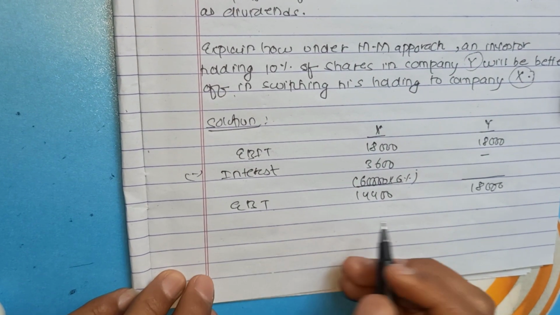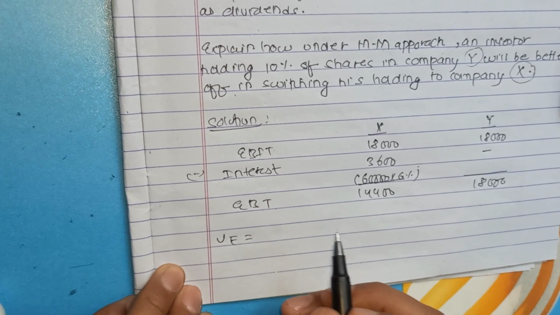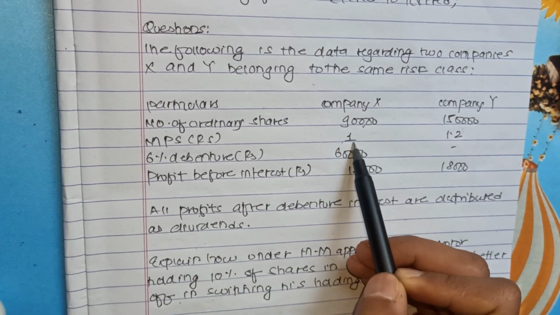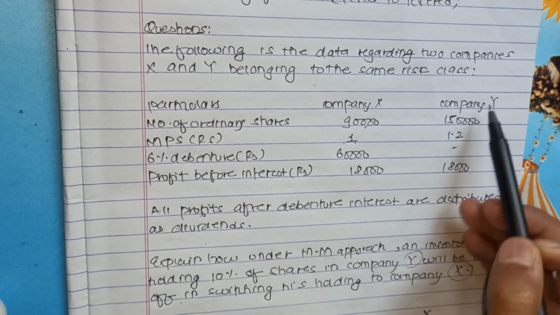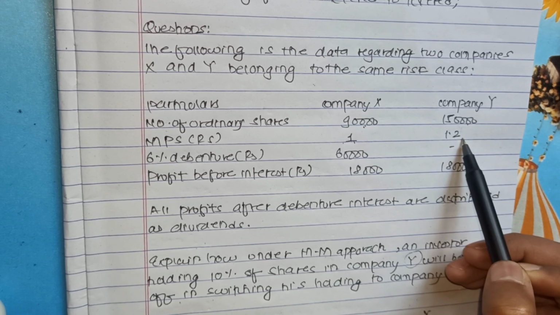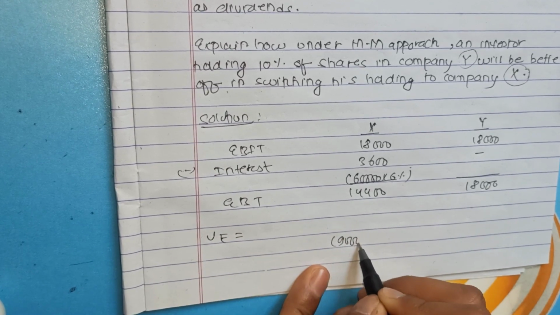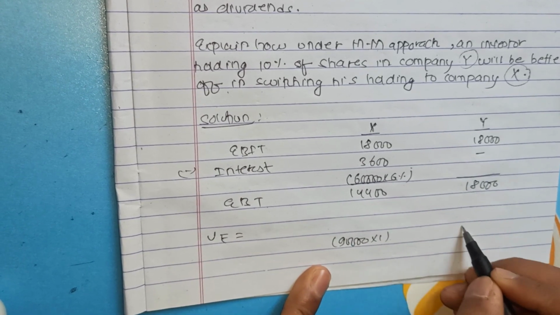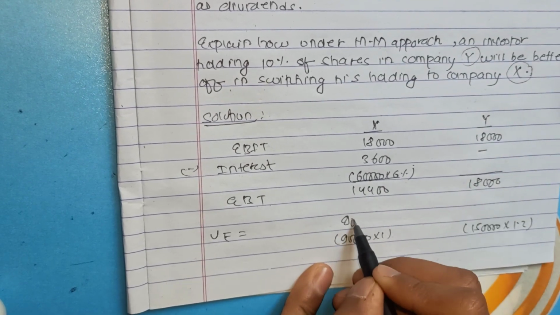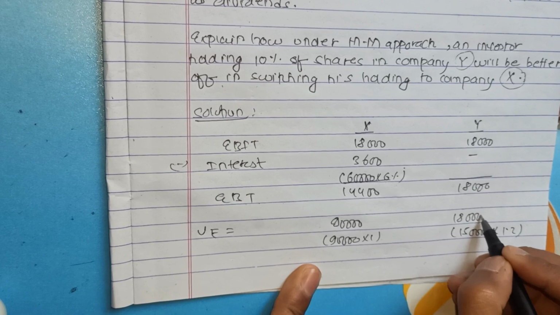Now value of equity, I am writing in shortcut. How much is the value of equity in company X? 90,000 shares with a market price of rupee 1, and for company Y, ordinary shares of 1,50,000 with a market price of 1.2 rupees. Now value of equity means 90,000 into 1, and for company Y, 1,50,000 into 1.2, that comes to 90,000 and 1,80,000.